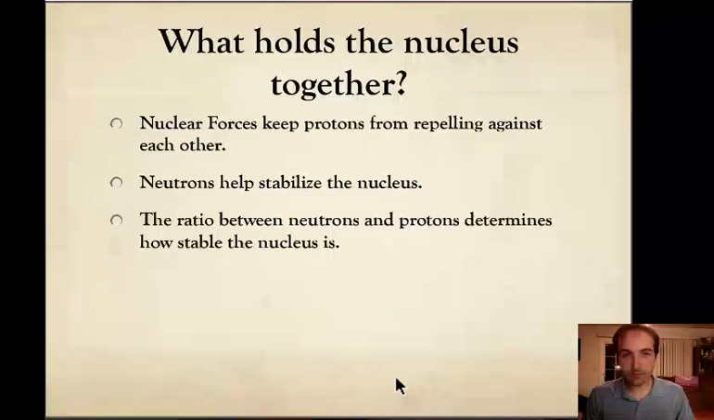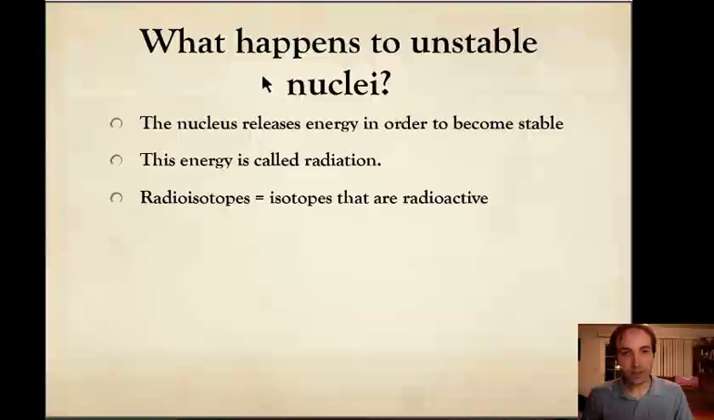Okay, so what happens if they're unstable? Well, it turns out that the nucleus is going to release energy in order to become stable. It wants to get rid of that energy. Being unstable requires a lot of energy. So as it gives off that energy and it gives off the excess protons and neutrons that are making it so unstable, it will become more stable.